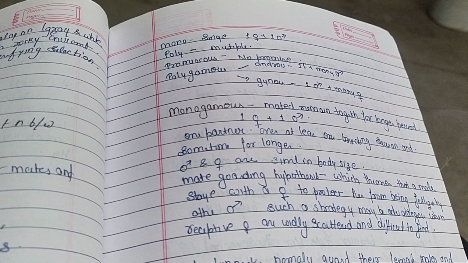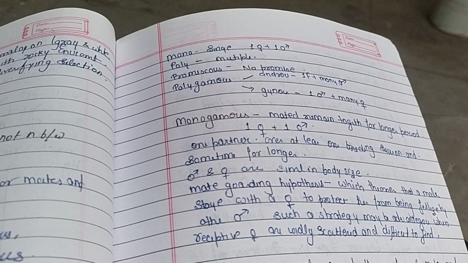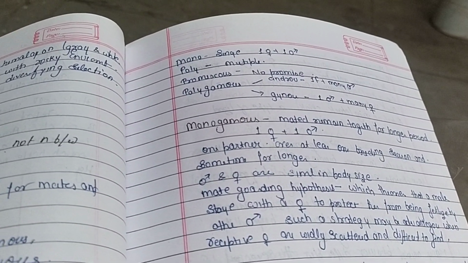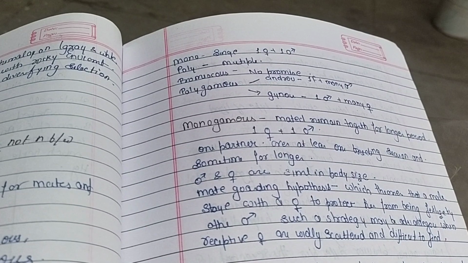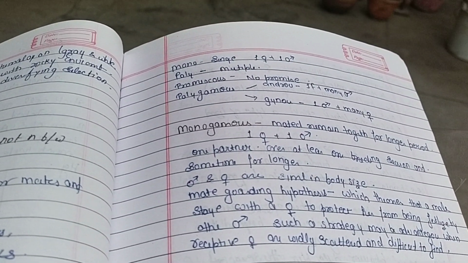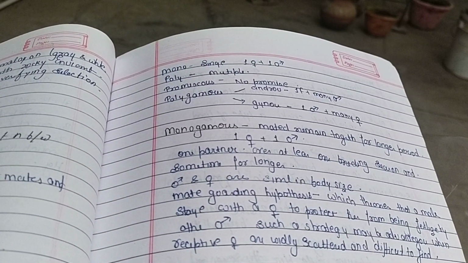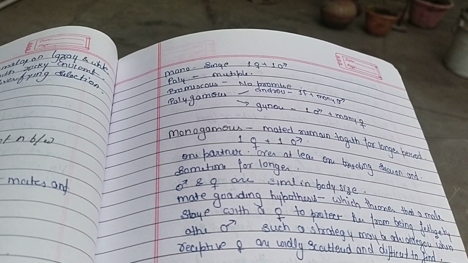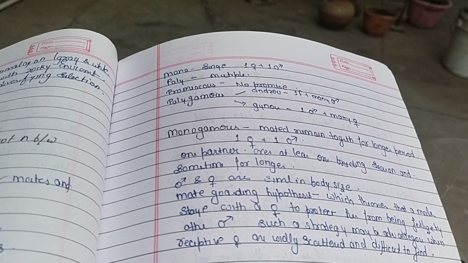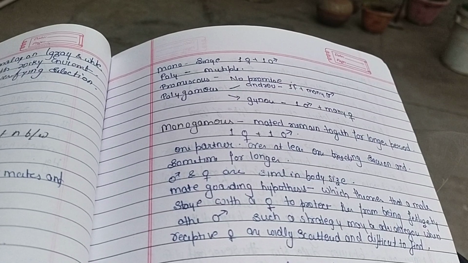Monogamous: mates remain together for a longer period, one male and one female, one partner over at least one breeding season and sometimes longer. Male and female are similar in body size. The mate-guarding hypothesis theorizes that a male stays with the female to protect her from being fertilized by other males. Such a strategy may be advantageous when receptive females are widely scattered and difficult to find.